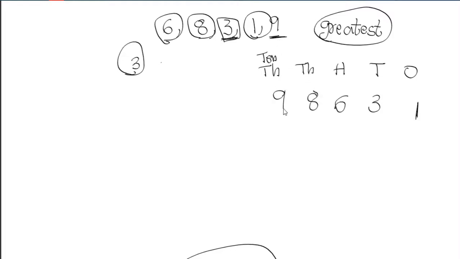So by using these 5 digits, 6, 8, 3, 1, 9, we can create the greatest number. And what is the greatest number? The greatest number is 98,631. What is that, children? 98,631. So let's do another example, children. Okay children, let's move on to the next example.